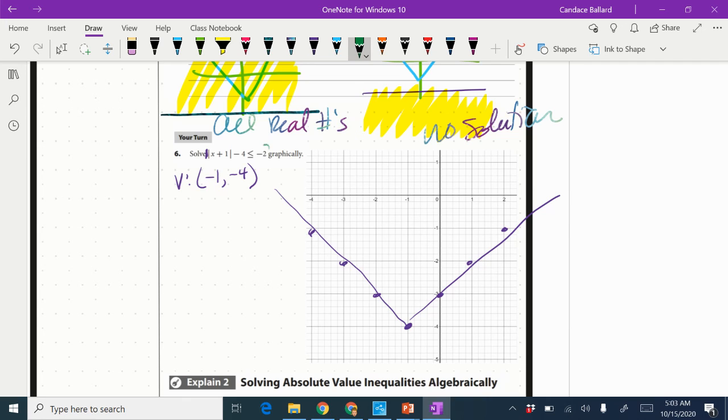Now I know that this is the horizontal line y equals -2, so I'm going to go to -2. And it says that it's less than, so that means that my shading is underneath the green line, so it should be inside there.